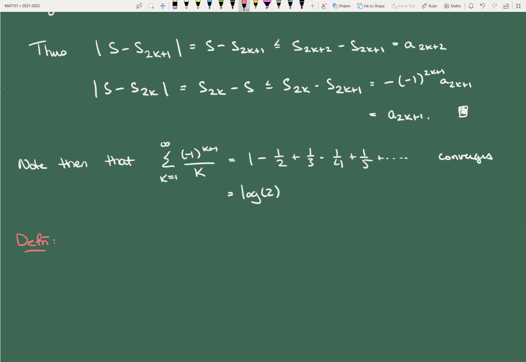So, definition, and I have to make a call here whether I want to define conditionally convergent at the same time. Maybe not. So a series, any series, we're not putting any restrictions on the a_k here for the moment. So a series sum a_k is said to be absolutely convergent, and you can probably guess the definition based off of what you know about improper integrals, if its absolute values converge. That is, if the infinite series of its absolute value terms converges.